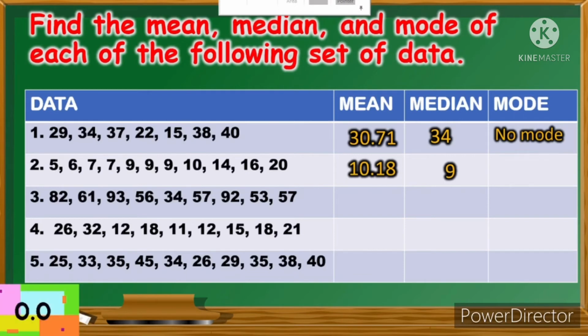The answer is 9. You did it right! Number 3, we have 82, 61, 93, 56, 34, 57, 92, 53, and 57. You have 15 seconds to find its mean. Your time starts now.